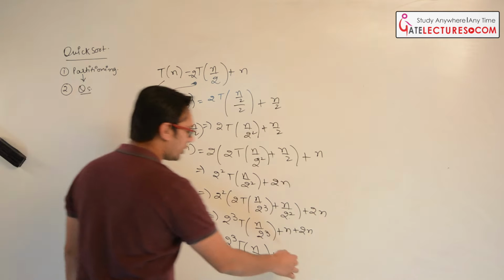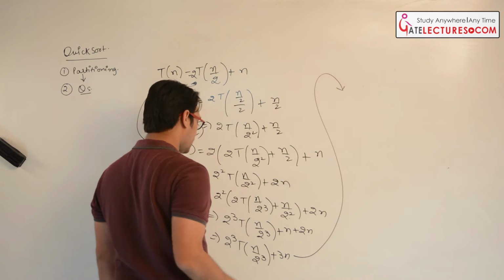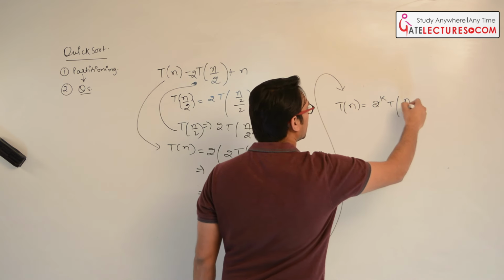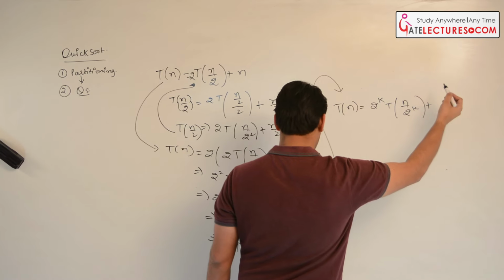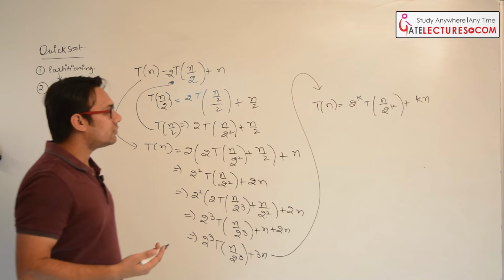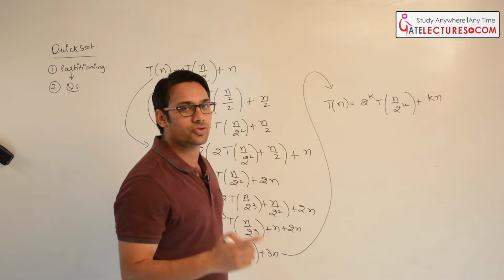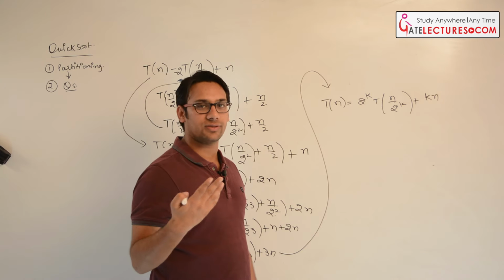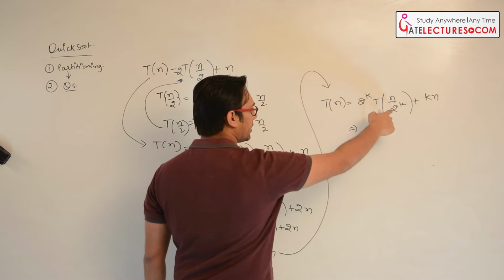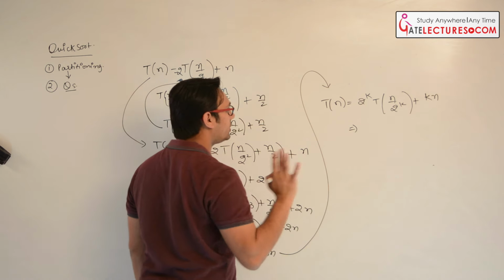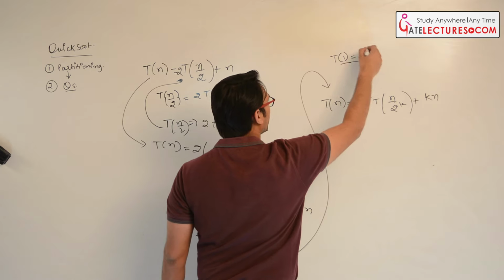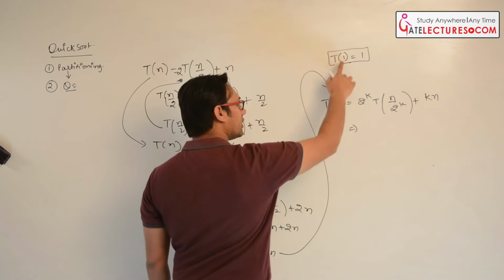Fine. Now if you extend this up to some point, you can say T(n) is equal to 2^k T(n/2^k) plus kn. Okay. Now assume we have only one single data item. To sort one data item, we are going to take a constant amount of time, let us say order of 1. Right. So if you have T(1), then it will take order of 1 time only. That means you have only one data item.